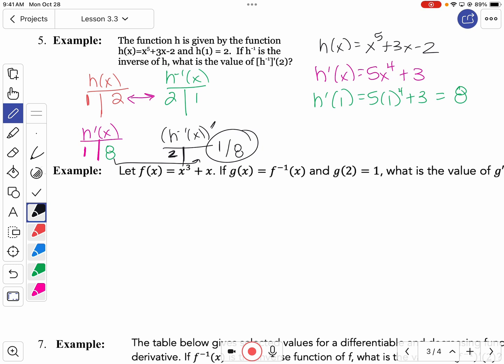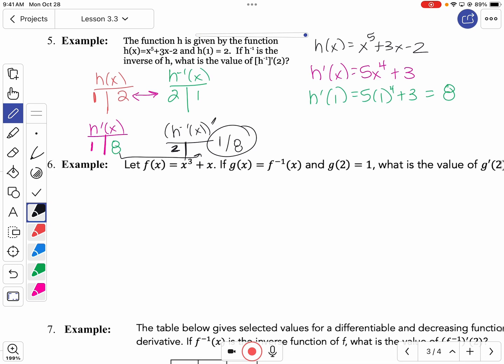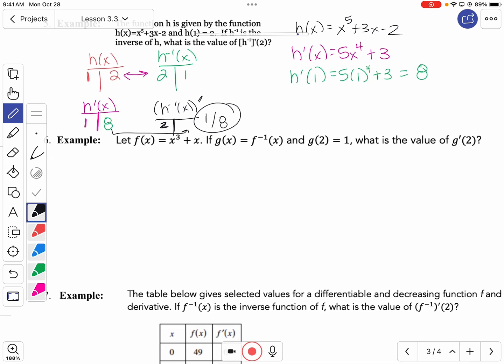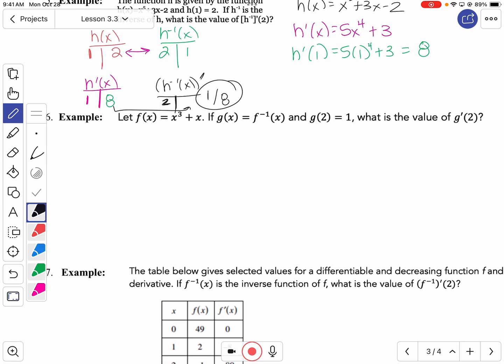Okay, it just takes a minute to kind of fool with it. Okay. Let's do another one. Okay. It's all about the information that they give me.